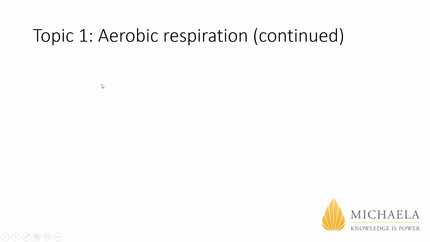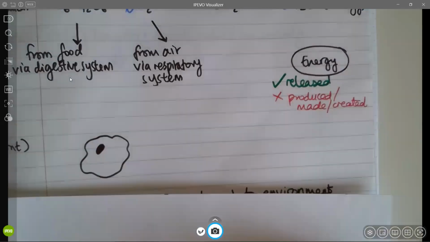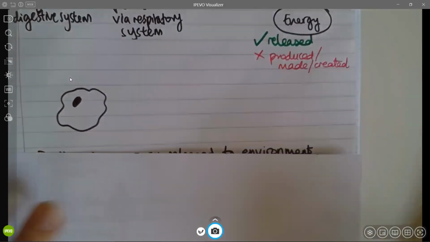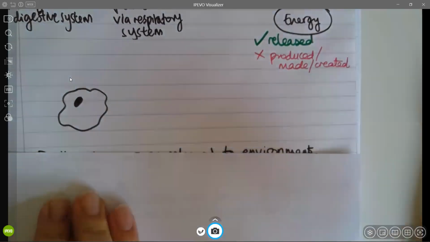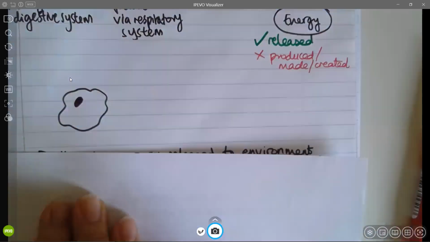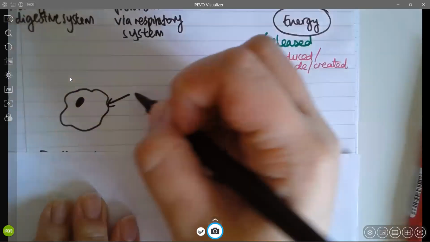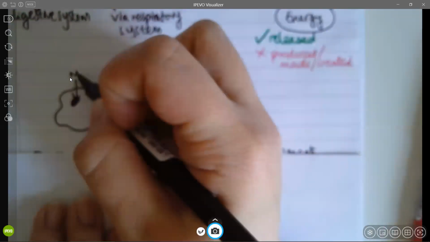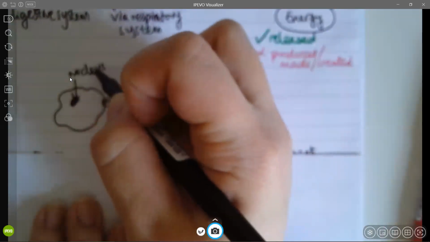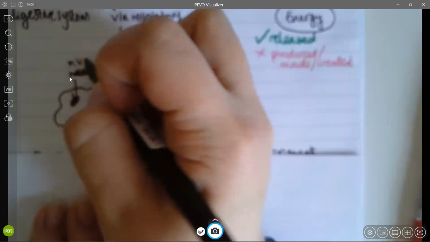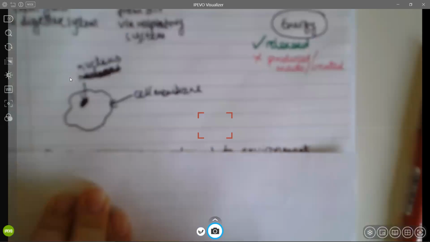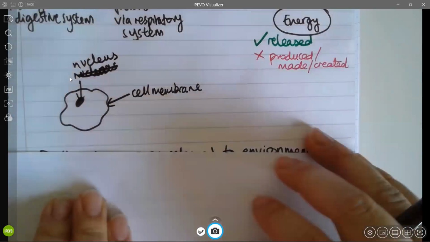Okay, let's continue on with our respiration topics. So, with aerobic respiration, we know that respiration happens inside cells. Now, you should be able to recognize this as an animal cell because it has a cell membrane. This animal cell has a nucleus, and you should also know that the nucleus is the control center of the cell.